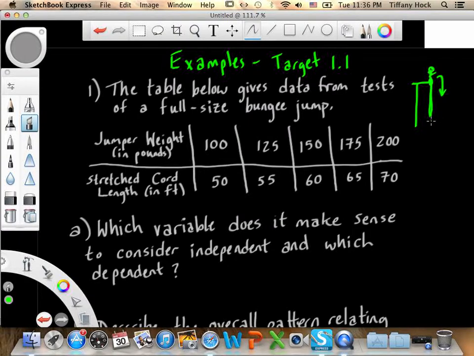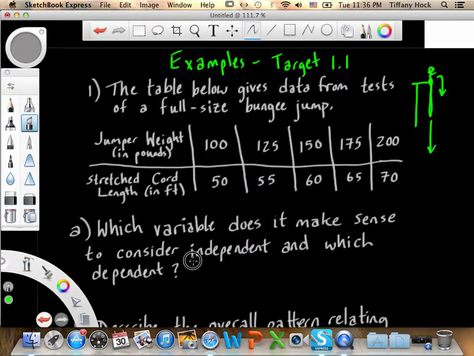And as they jump, that cord is going to stretch out, right? Longer than it is at the current moment when they jump. And it's going to keep stretching and stretching depending on how much the person weighs, how high they are, gravity, things like that. But that's the problem that we see here. So they're going to be jumping down and the cord is stretching out. Now, what I would like for you to do is to just look at this table for a second. Look at the variables. Remember, our variables in this problem are going to be jumper weight and the stretched cord length. And question A asks, which variable does it make sense to consider independent and which dependent?